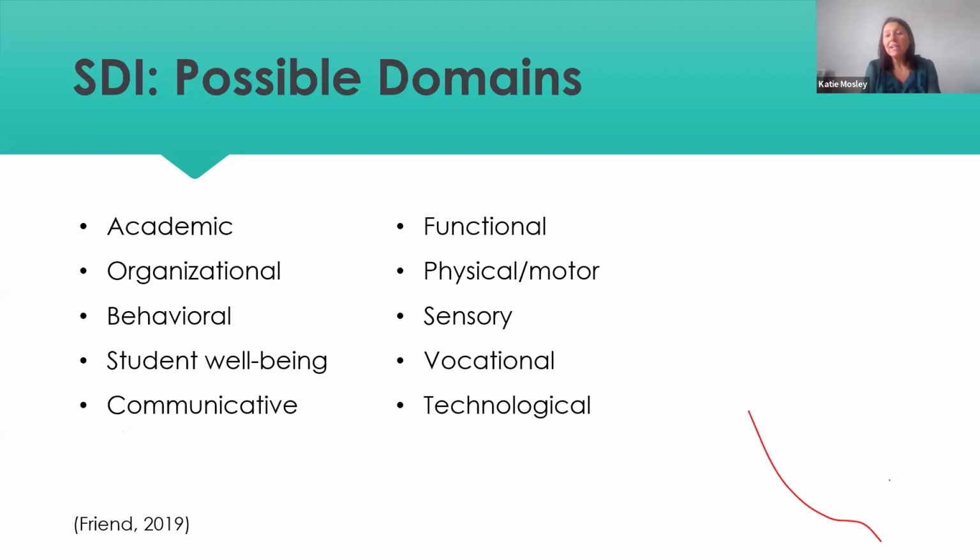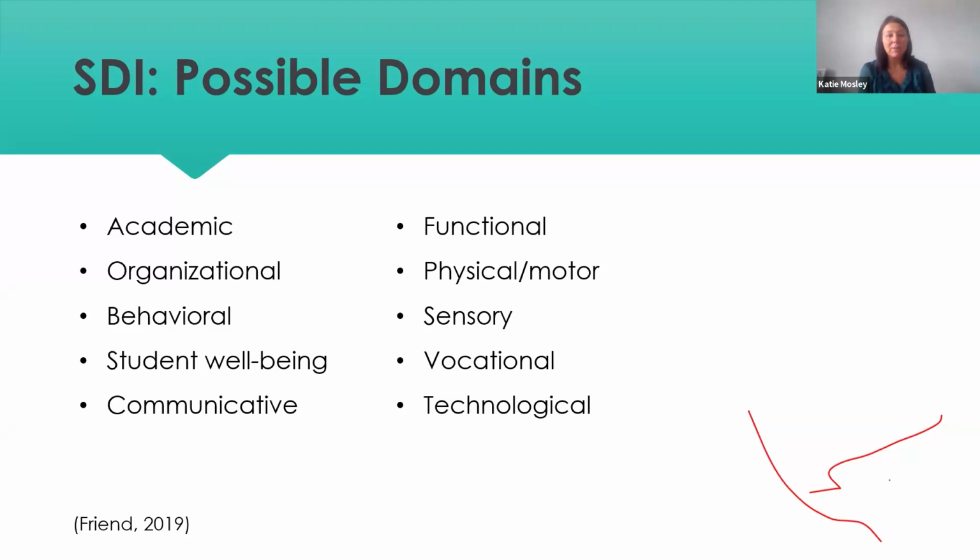So SDI, and I've tried to think of examples. Sometimes it's kind of difficult to think of other examples, but SDI is not just for academics. So it can be for organization. If we have students with severe ADHD and they've got a lot of organizational problems, then we can create SDI to help with those. The same with behavior. We have students who may need those behavioral supports. They may need to be taught specific behavioral skills. And then we can look at communicative, functional, physical, motor. So we've got all of these different areas.